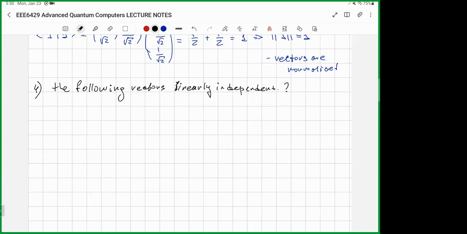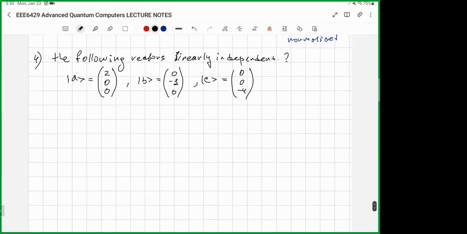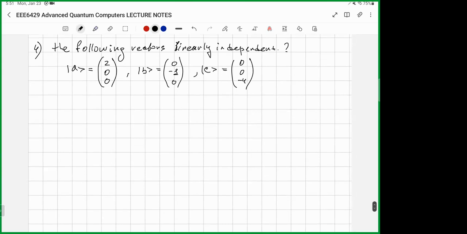Linearly independent. So the first one is A: 2 0 0. The B vector is 0 minus 1 0. And the C vector is 0 0 minus 4. Right. From here you can immediately say that they are orthogonal, and since they are orthogonal, they are linearly independent.